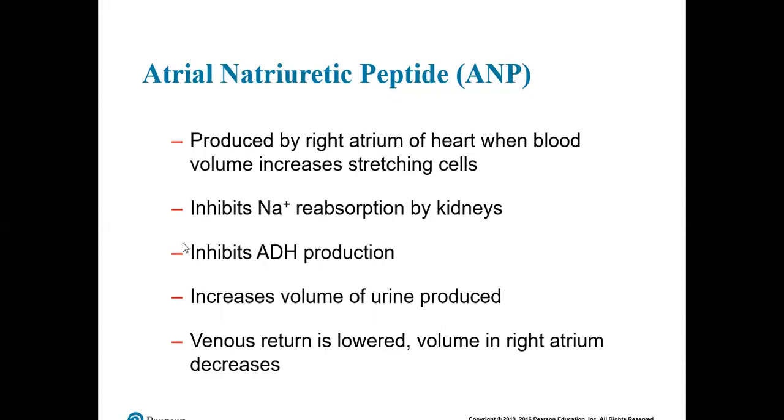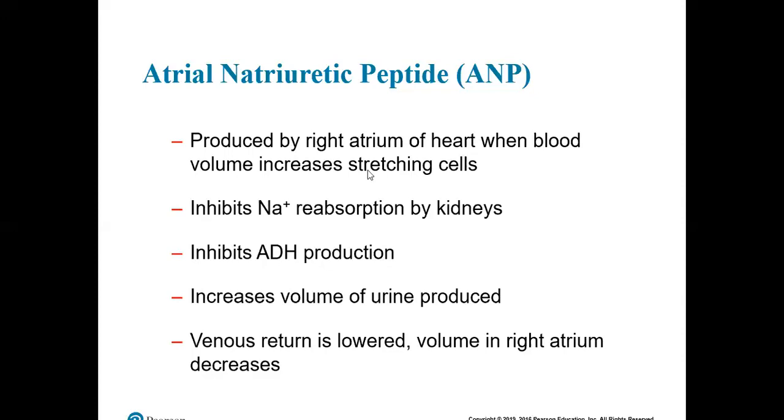It can block the ADH from the pituitary gland. It can help to increase how much you urinate, increases the volume of the urine produced, okay? And so whenever your blood is returning back to the heart, this is the feedback mechanism here. This is the negative feedback part of it. Whenever the venous return is lowered, this is blood returning back to the heart. Whenever that goes down, the volume in that right atrium goes down, and that means your hormone production, ANP, also goes down.